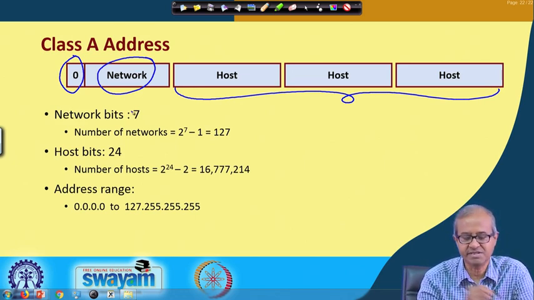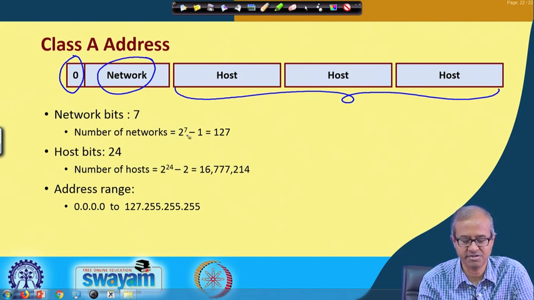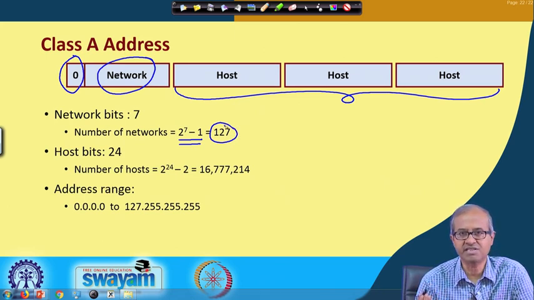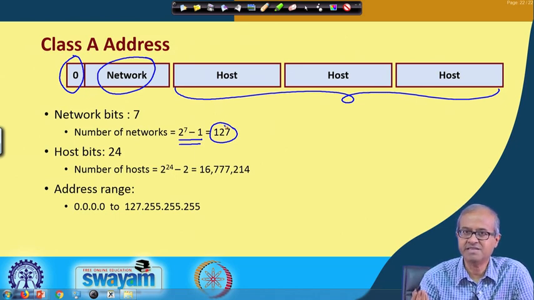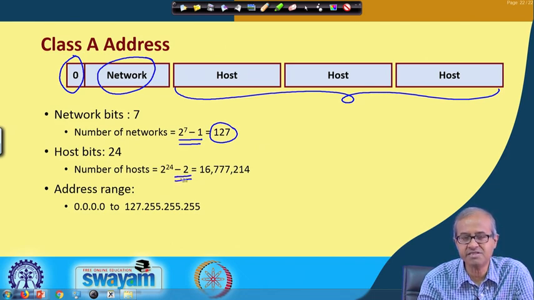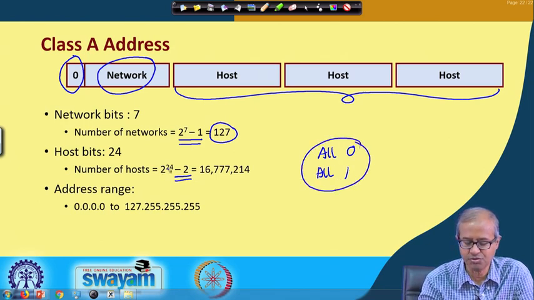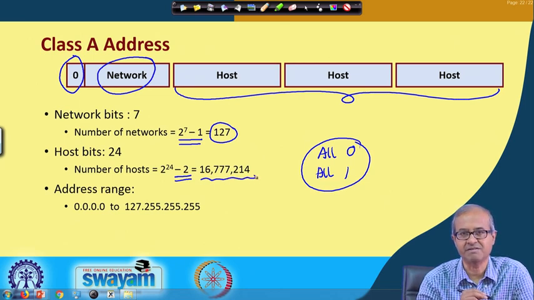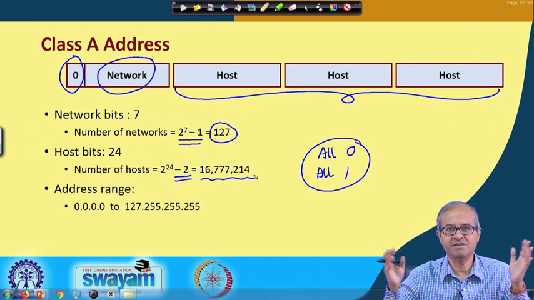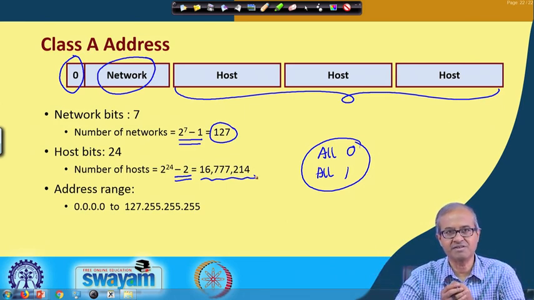Because there are 7 network bits, there can be 2 to the power 7 combinations. Out of them, one is special, the all 0 combination is not used. Taking that away, there can be 127 possibilities. There can be 127 class A networks, and inside each such network there are 24 bits in the host part, so 2 to the power 24 combinations are possible. Out of that, 2 combinations are used for some special purpose, we will see later, the all 0 and all 1 combinations. If you take away these 2, this becomes 2 to the 24 minus 2, which is of the order of 16 million. So, this is used for very large networks, up to 16 million computers in a single network.